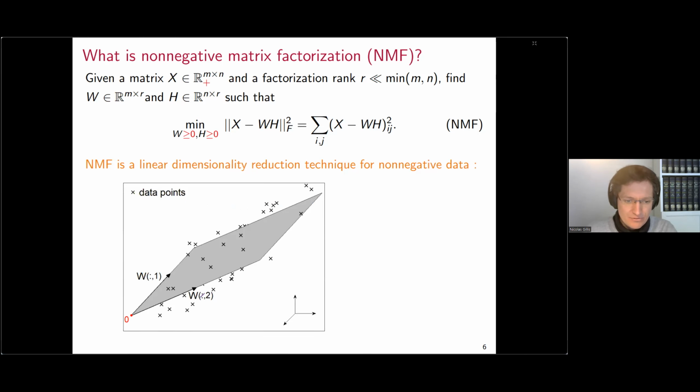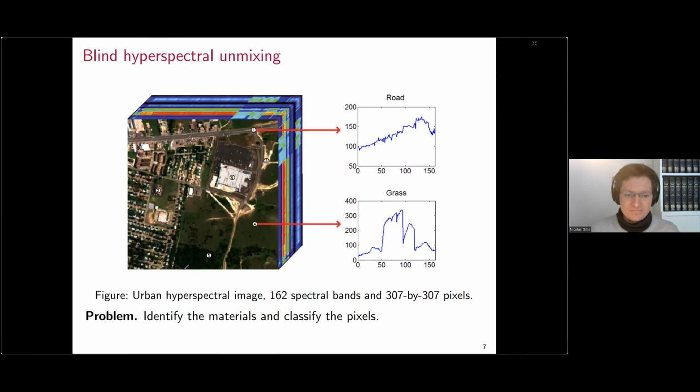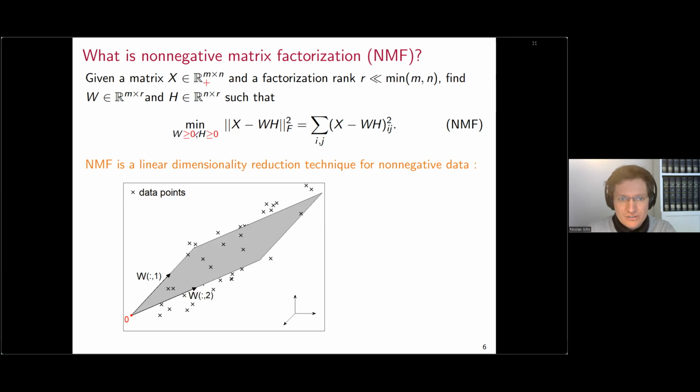Geometrically, it is similar as before, except that now, because everything is non-negative, the data points are within the cone generated by the columns of W. In this case, it's just a 2-dimensional cone, but in higher dimensions, it's a bit more complicated to represent. Now I will show you 2 applications of this model, trying to convince you it's useful to add these constraints, because as I will mention later, this problem becomes much harder to solve than without the constraints. As you know, PCA can be solved efficiently. So unconstrained low-rank matrix factorizations can be computed efficiently. But when you add this constraint, you make the problem much harder to solve.